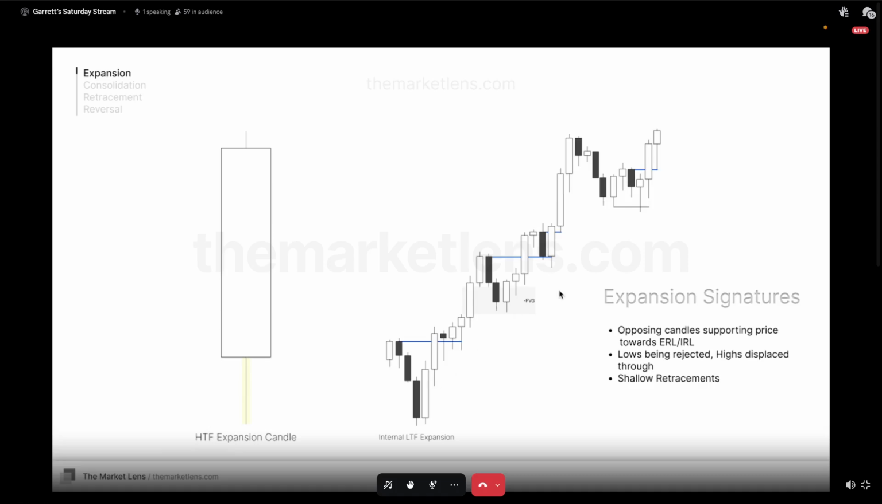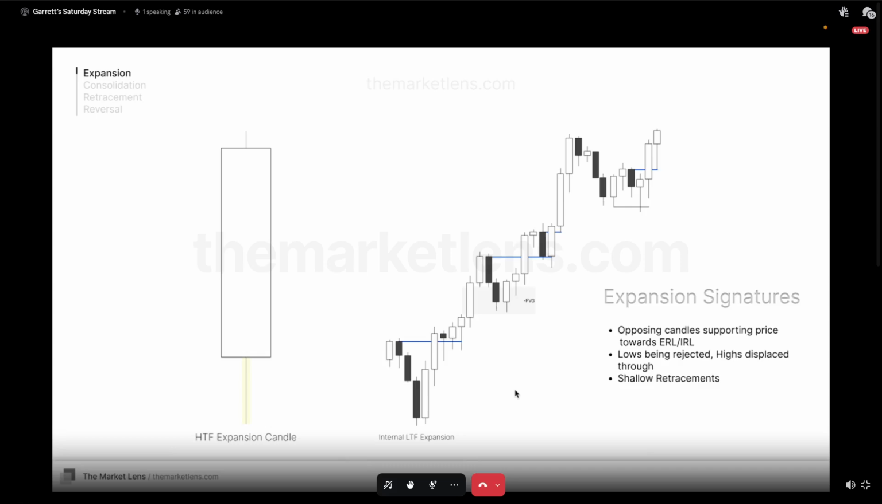In a bullish expansion, we want to see lows being rejected and highs being displaced through. So as you see, we reject this low and we're displacing through the highs. And we also want to see shallow retracements. This is a big one, right? Because this is also how we can identify low probability conditions, or we can also use it as an invalidation point, right? We don't want to see price retrace all the way down here into like OTE. I think OTE personally is like an invalidation.